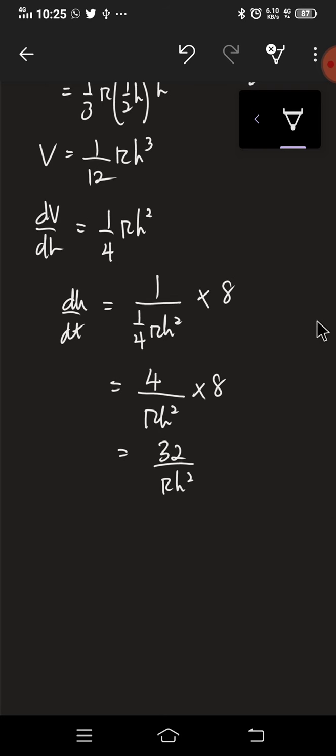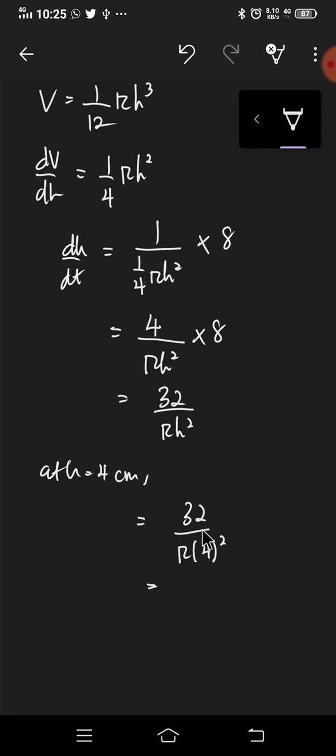So the question asks you to find the rate at H equal to 4 cm. So when the height is 4 cm, what is the rate of change of the height? So substitute the value, so we get 32 over pi of 4 square. So 4 square is equal to 16. 32 over 16 is equal to 2. So 2 over pi. So the dH/dt, the height should be in centimeter per second. Okay.